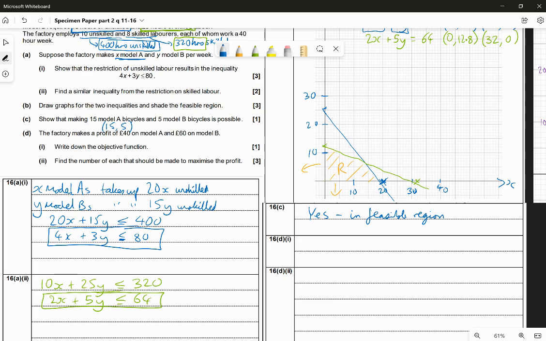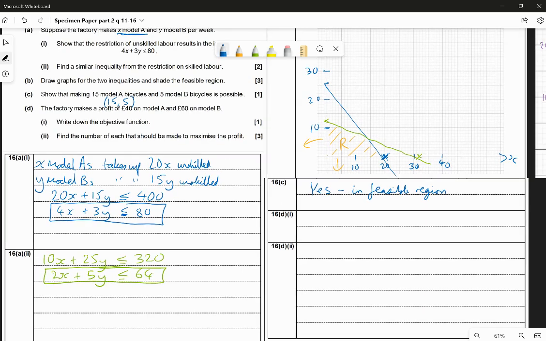Part D. The factory makes a profit of £40 on model A and £60 on model B. Write down the objective function. So for every model A, they get £40. So if they made 3 model A's, they would make £120. They make x model A's, so the profit on model A's is 40x. They make £60 for every model B. They make y model B's, so that's 60y. So the profit is equal to 40x plus 60y. P is usually used as a letter for the objective function. So here, P is equal to 40x plus 60y. That is what we're trying to maximize, what we're focusing on.